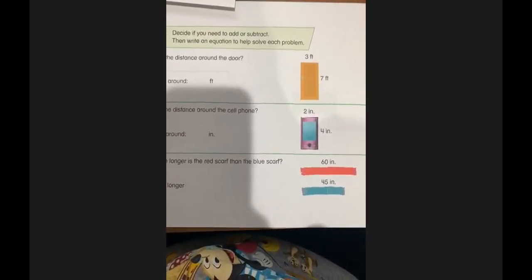All right, now you're going to do the same thing through the rest of your packet, including the homework pages. Okay, and on Friday, we will come together on Zoom to go over this if you have any questions.